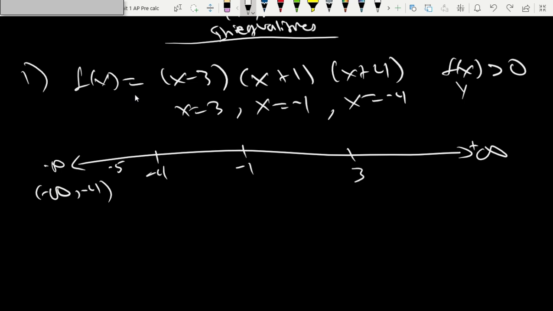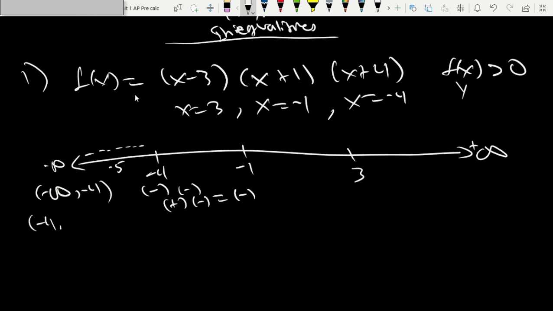Let's plug in -5. -5 minus 3 is -8, so it's going to be a negative. The only thing you need is the sign, you do not need the number. If writing the number out helps you, then do it, but you only need the sign. So that's negative. -5 plus 1 is negative again, and two negatives make a positive. Then -5 plus 4 is another negative, so that makes a negative. So this whole section is negative. That's now one of the intervals.